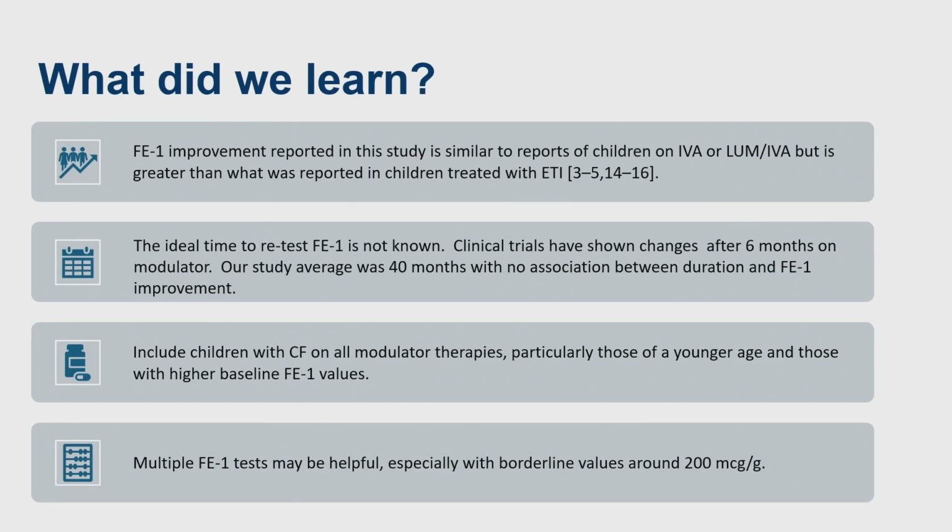So other things that we learned: our elastase improvement was similar to IVA and LUM-IVA studies, but was greater than what's currently published on ETI. The ideal time to retest their elastase, we still don't know. And including children on all modulator therapies seems to be important, and in particular those who are younger or who perhaps have a higher baseline. And multiple tests of elastase may be important, especially with those who have values closer to that cutoff.